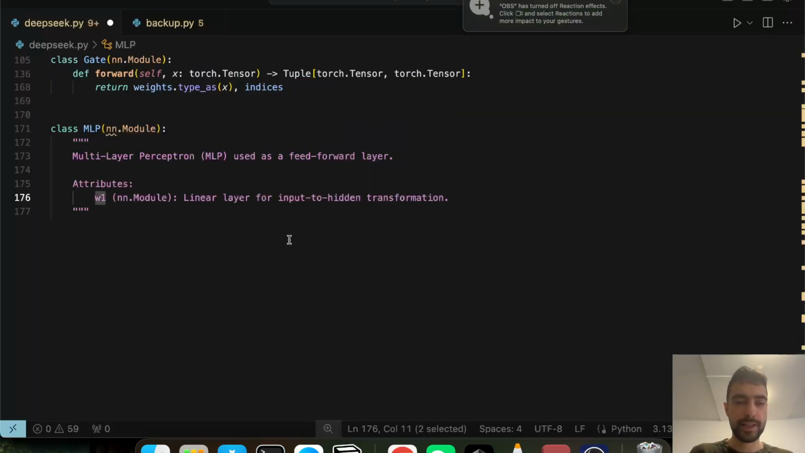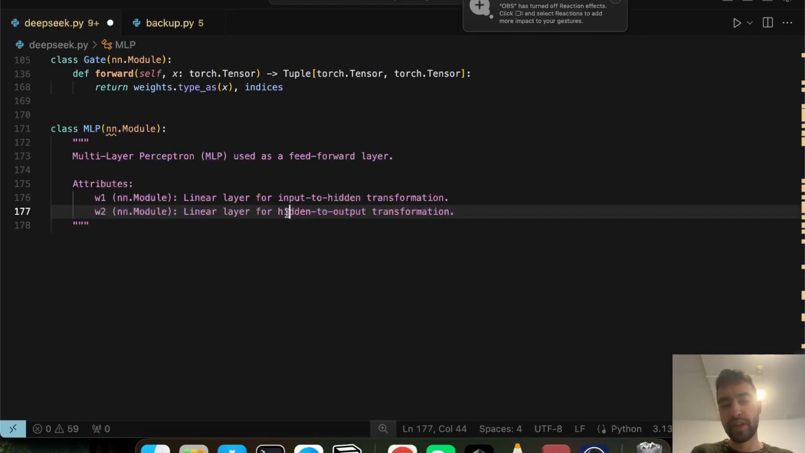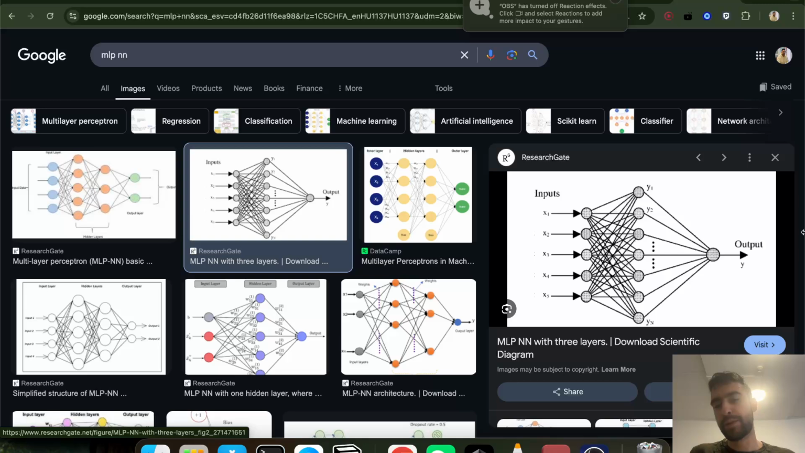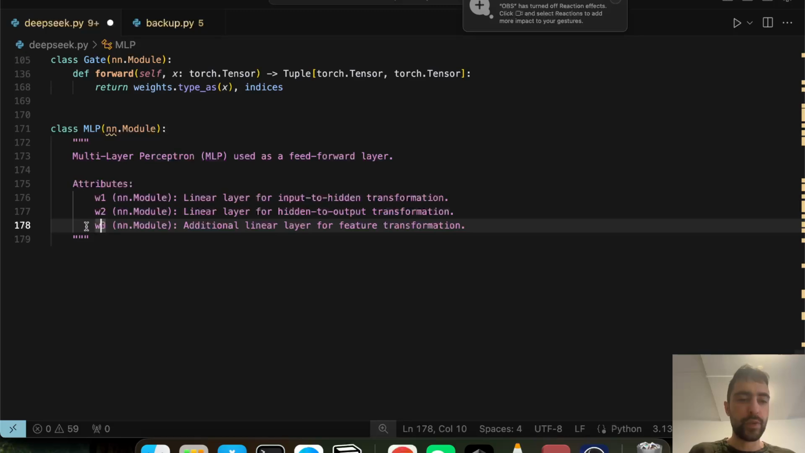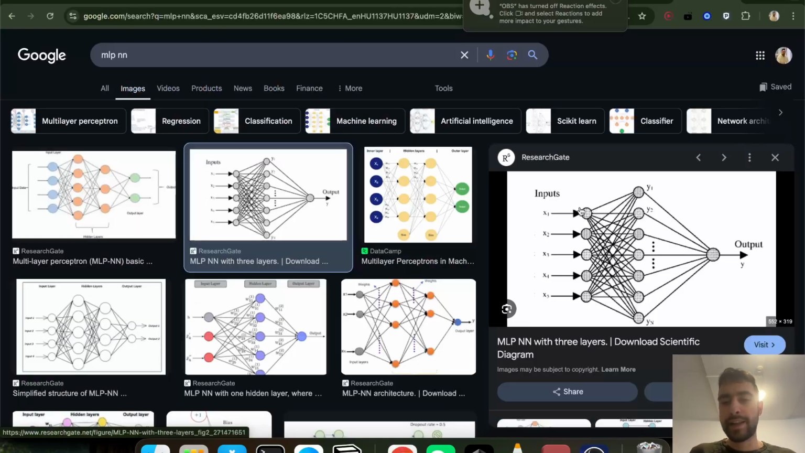Let's go to the next one. The next, W2, will convert hidden to output, and we will have the output vector. Here in the image it just shows one number, but we will have an output vector, so hidden to output. And W3 will also convert input to hidden. But W3 will help W1, and together they will learn different things. Both will convert input to hidden, and I will show you later how the product will be multiplied, but the important part is that they will learn different things and help each other.